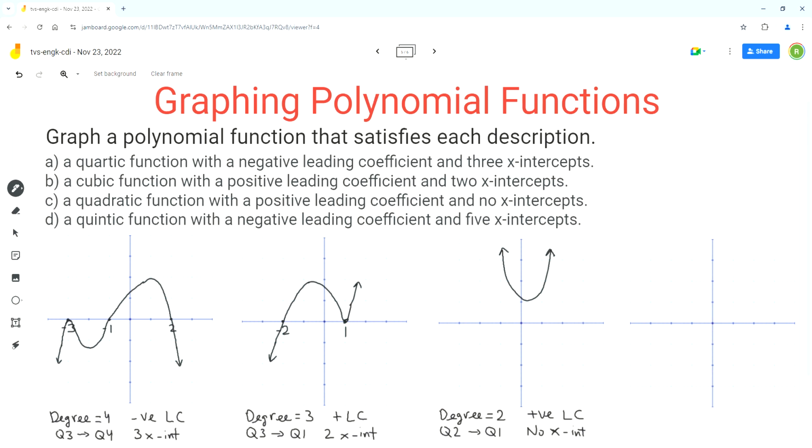Now we can analyze part D. A quintic function with a negative leading coefficient and 5 x-intercepts. The degree of a quintic function is 5. The leading coefficient is negative. That means the end behavior for this function should be from quadrant 2 to quadrant 4. This function has 5 x-intercepts.